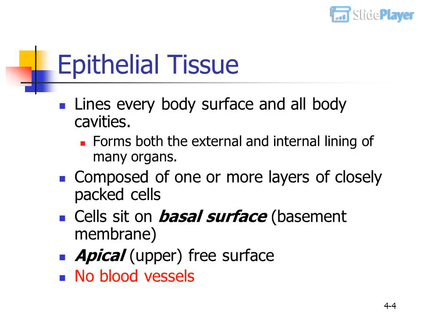Epithelial tissue lines every body surface and all body cavities. Forms both the external and internal lining of many organs. Composed of 1 or more layers of closely packed cells. Cells sit on the basal surface, the basement membrane. Apical is the upper, free surface. No blood vessels.